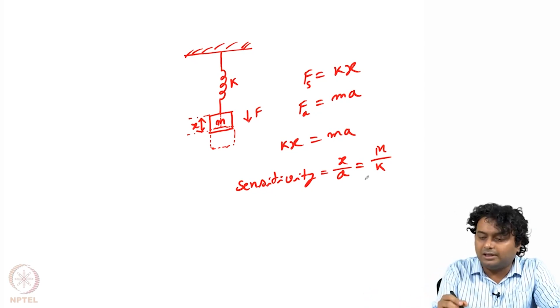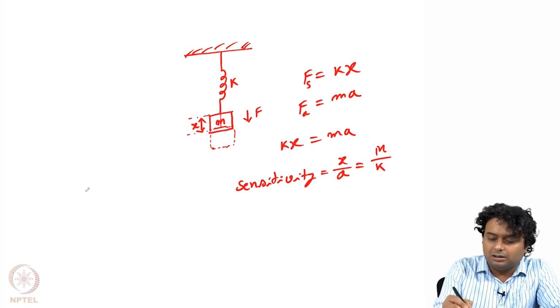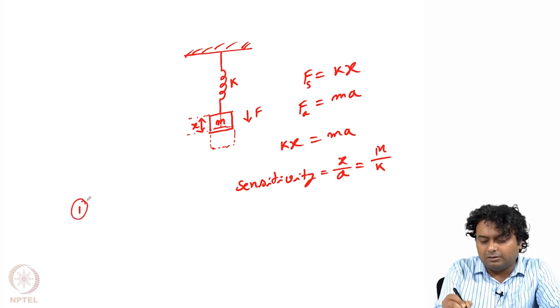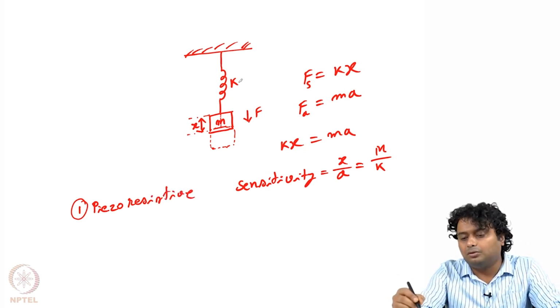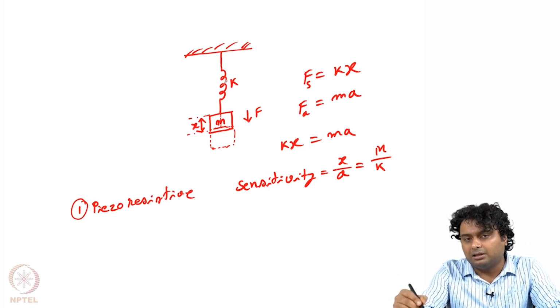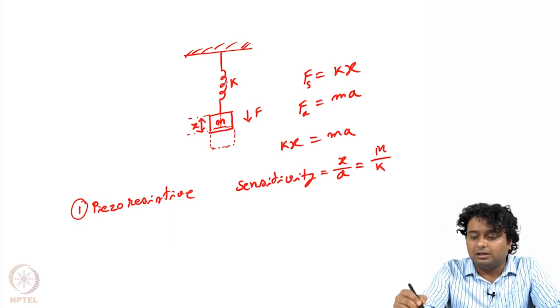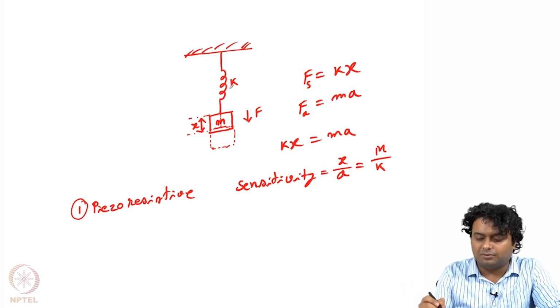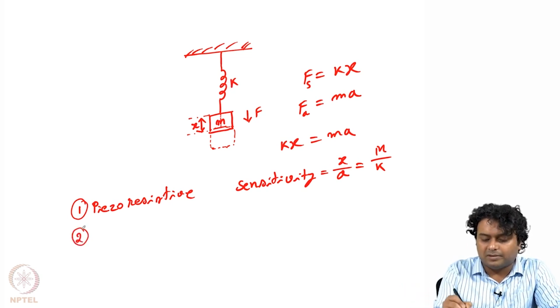Okay. What are the different techniques by which we can actually measure acceleration? One we have already seen while discussing the pressure sensor, that is piezoresistive. So what we will do, we will put some kind of piezoresistive element here in the spring. As soon as some stress or strain is applied on the piezoresistive material, its resistance will change, and accordingly we can measure how much the deflection or the force is. And number 2 is capacitive.